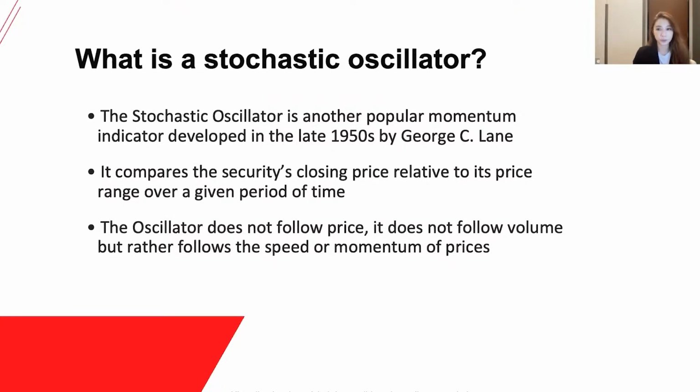So what exactly is a stochastic oscillator? Some of the background of the stochastic oscillator is that it's actually a popular momentum indicator developed in the late 1950s by George Lane. We are also looking at it as comparing the security's closing price relative to its price range over a period of time. Sounds relatively close to moving average, but slightly different. The oscillator does not follow the price and it does not follow the volume, but rather follows the speed or the momentum of the price. So that's one point that is very, very different from moving average.